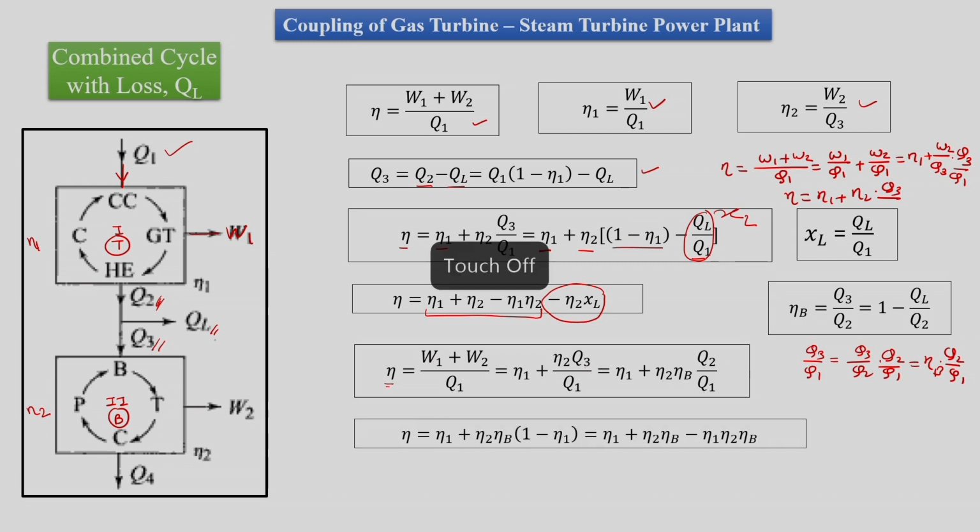Having known this, we can represent eta 1 plus eta 2 into eta B into 1 minus eta 1, which is equal to eta 1 plus eta 2 eta B minus eta 1 into eta 2 into eta B. So, these two expressions are the representations in terms of the loss coefficient or loss factor.